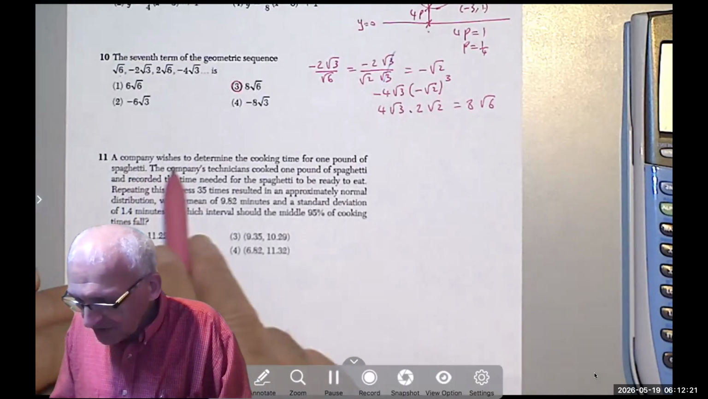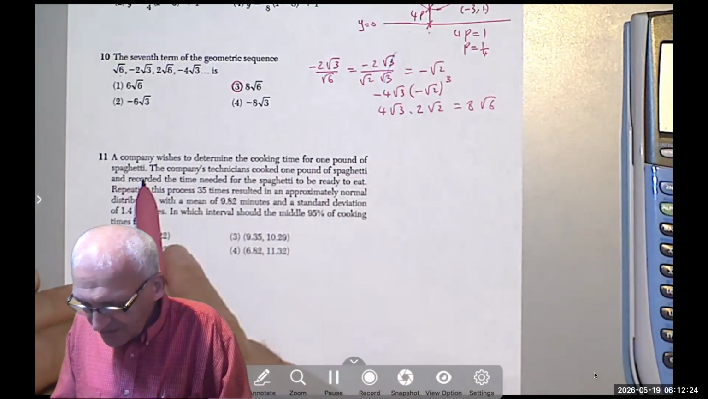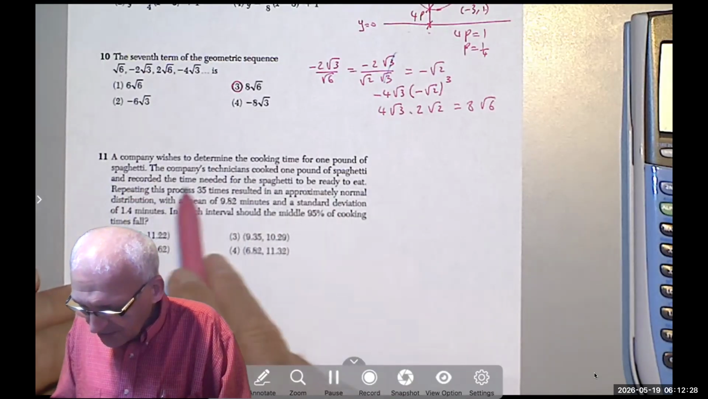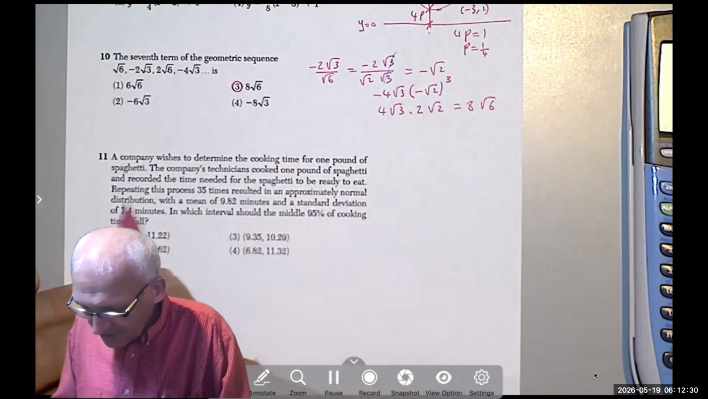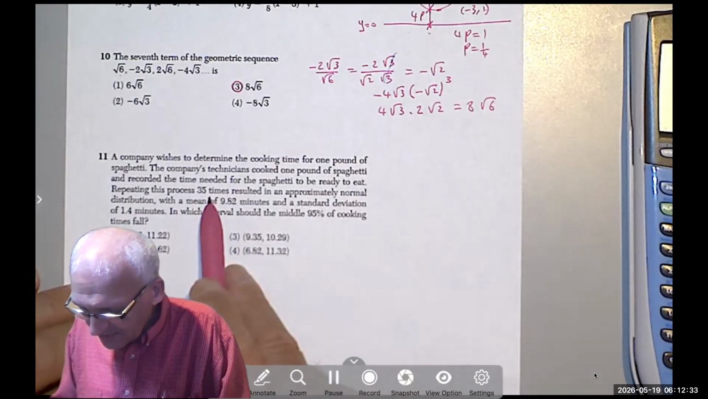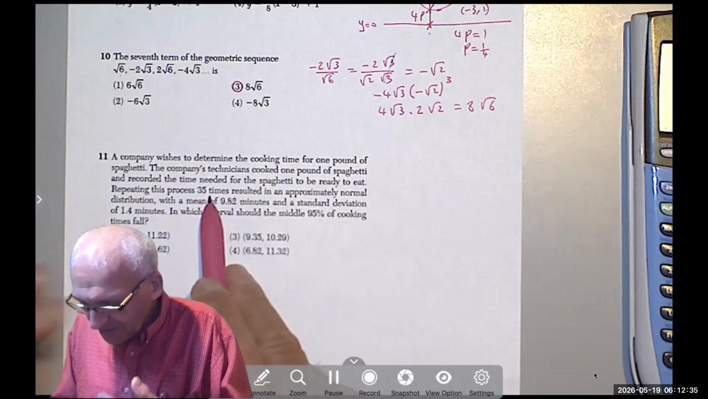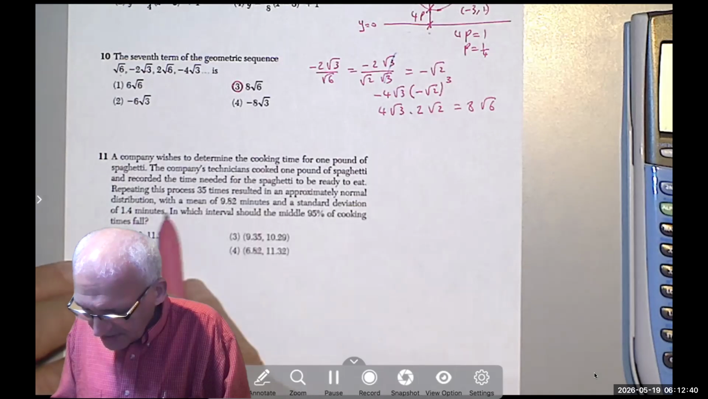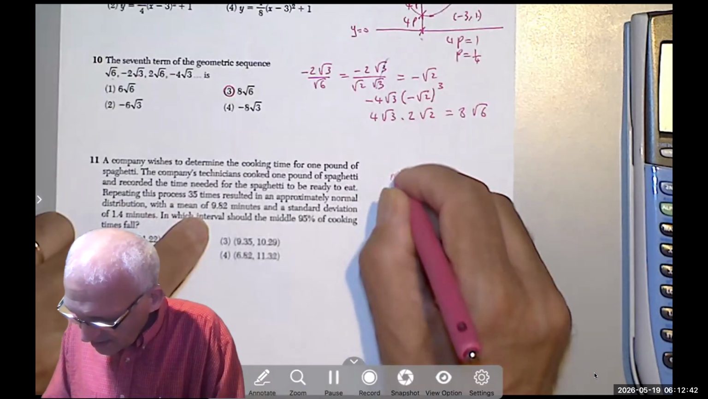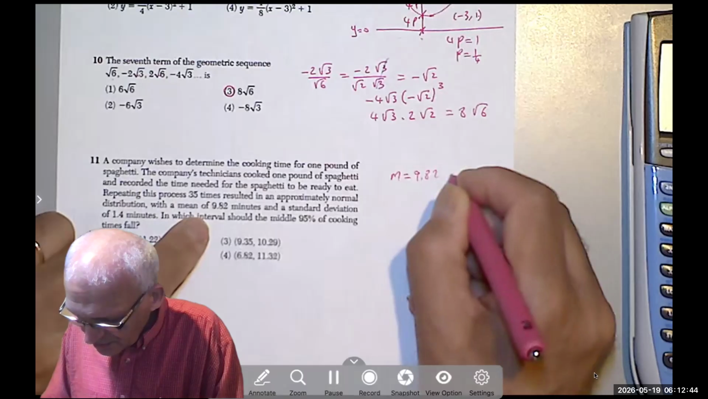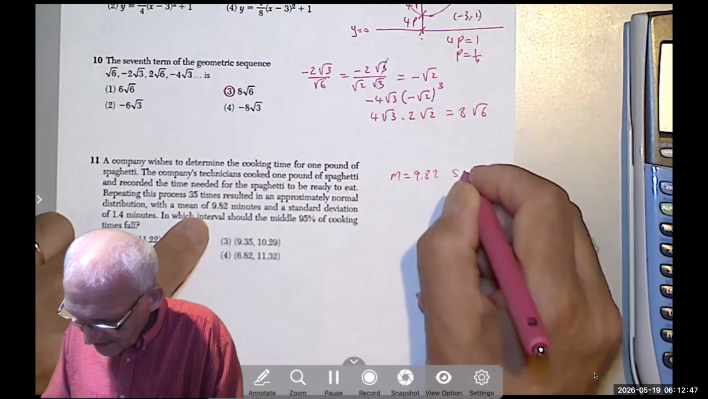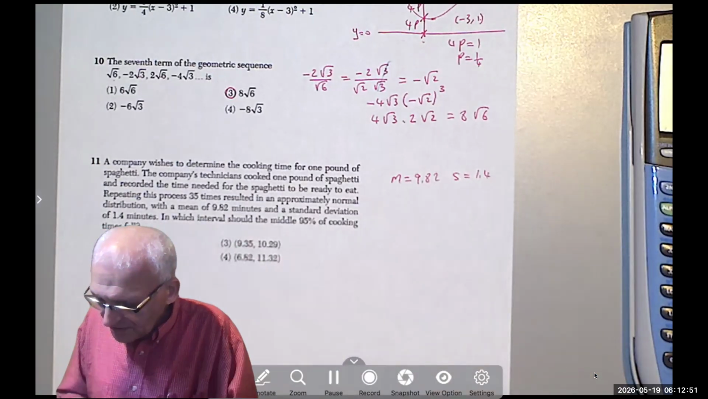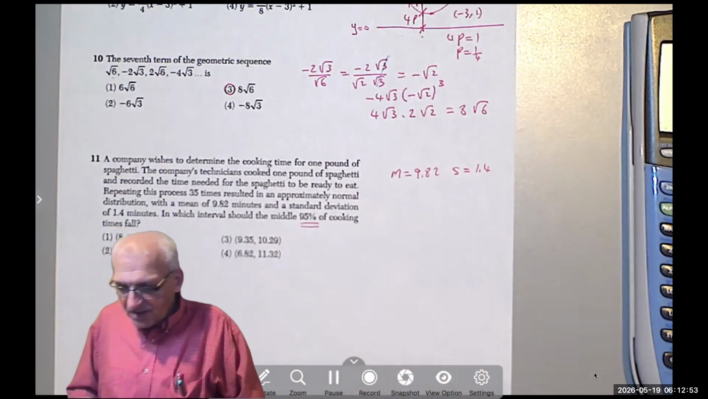A company wishes to determine the cooking time for 1 pound of spaghetti. The company's techniques cooked 1 pound of spaghetti and recorded the time needed for the spaghetti to be ready to eat, repeating the process 35 times. So we are doing like a simulation, resulted in an approximately normal distribution with a mean of 9.82 and a standard deviation of 1.4 minutes. In which interval should the middle 95% of cooking times fall?